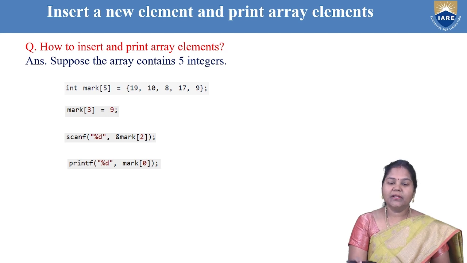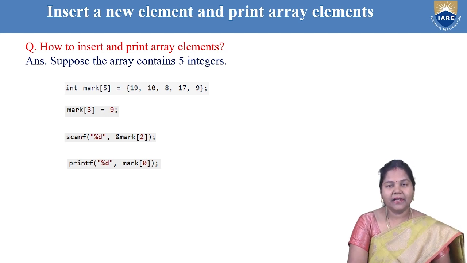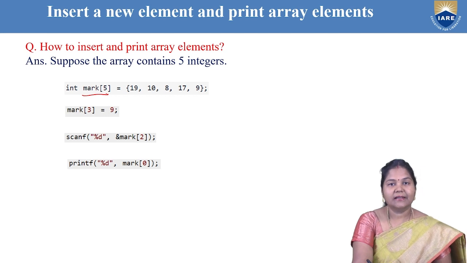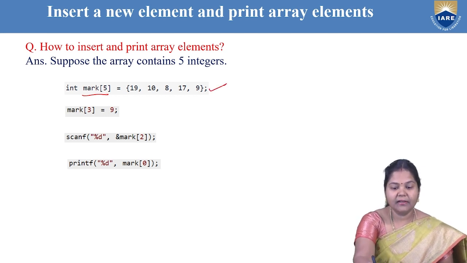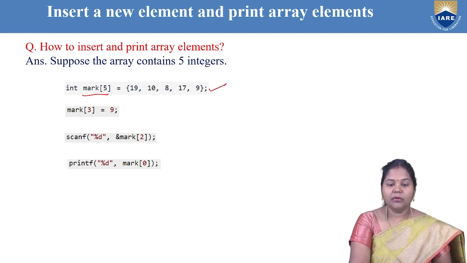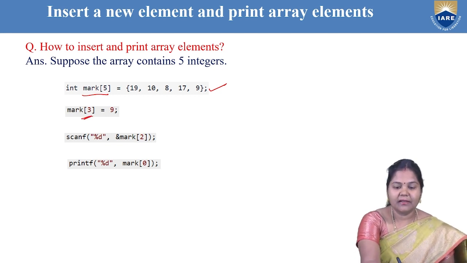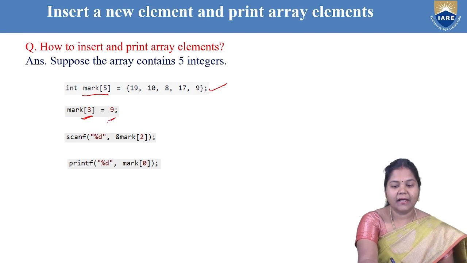Next is how to insert a new element and print the array elements. Now, suppose the array contains 5 different integers. Marks is an integer array containing 5 different marks. If you want to access any particular element, that is called random accessing, and it is possible in an array. So, through its index, we do random accessing. So marks[3] will give you the value 9.